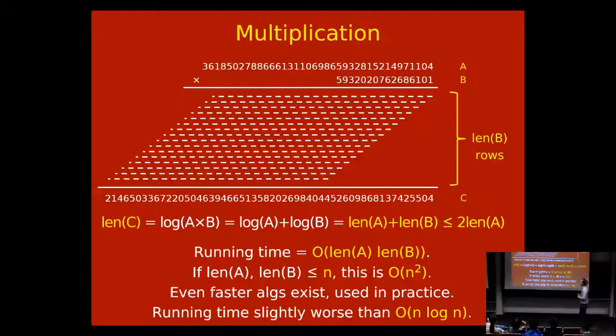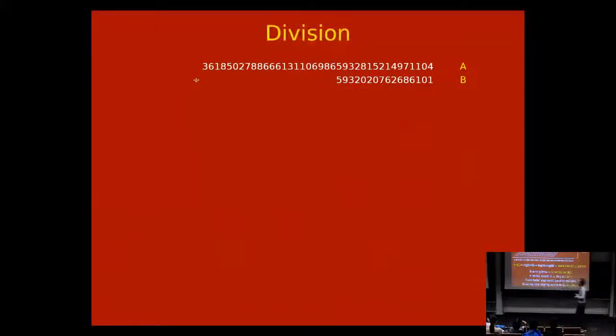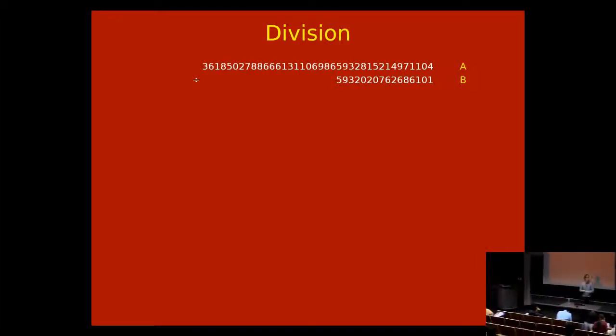OK, so that's some reminders of things we've seen before. We'll move on to some things that we've talked about a little bit more indirectly and look at them more carefully. So we'll start with the opposite of multiplication, I think, which is division. Let's say you have these two numbers and you want to divide A by B.